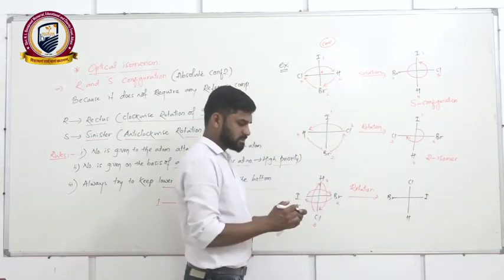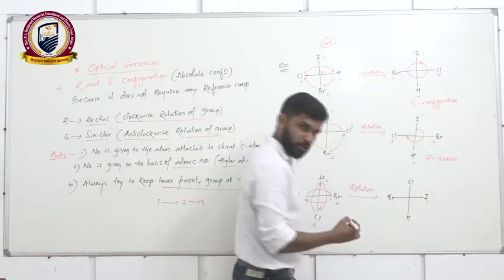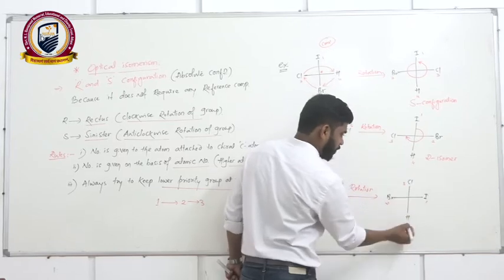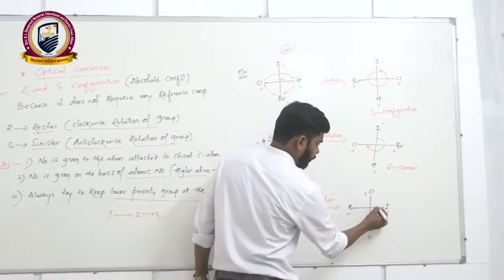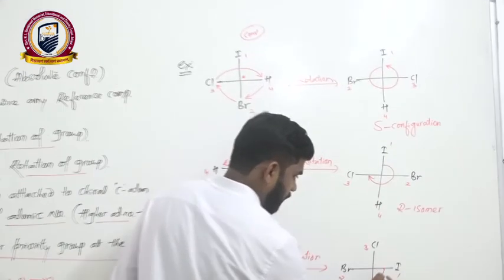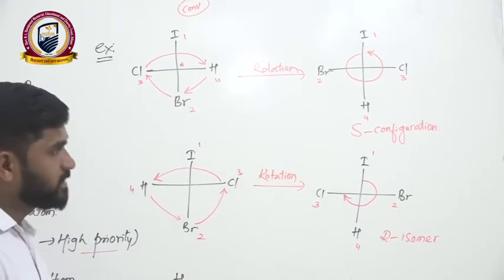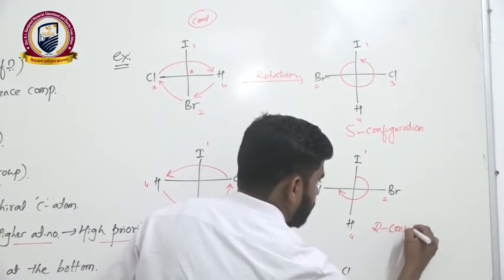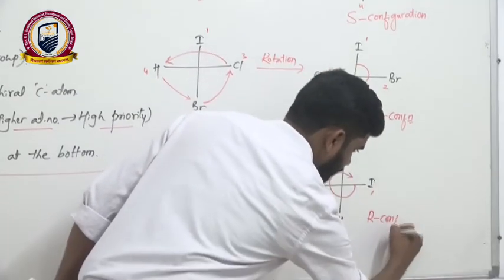Now assign the numbers. Iodine will have first priority, bromine will have second priority, chlorine will have third priority, and hydrogen will have a fourth priority. Now go for a rotation as 1, 2, 3. So this will have a clockwise rotation. Clockwise rotation means R configuration.